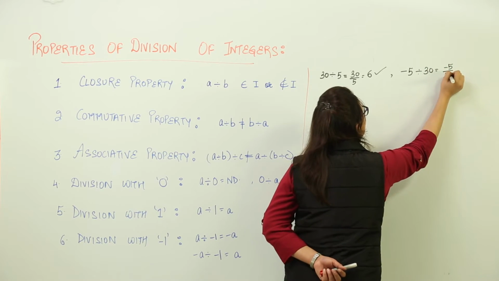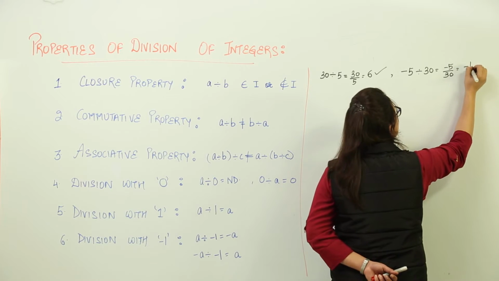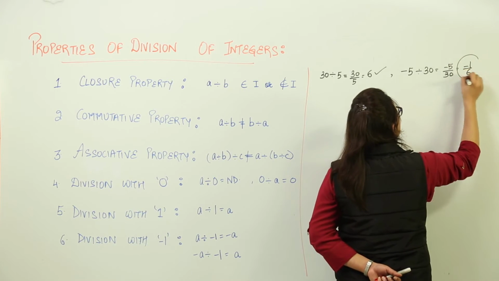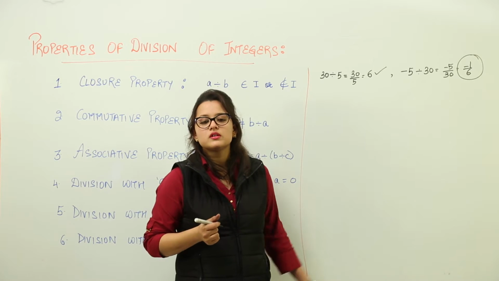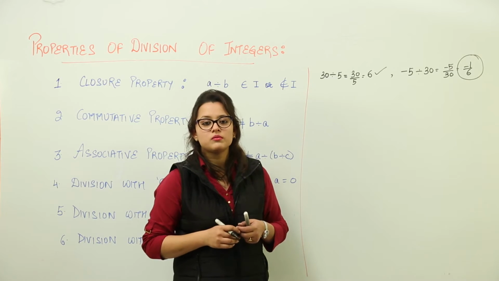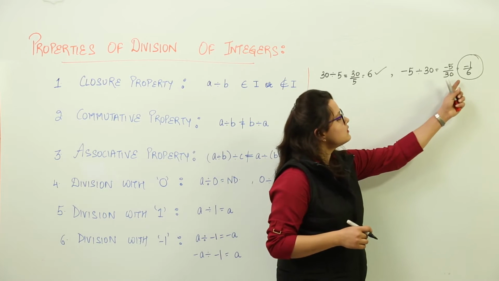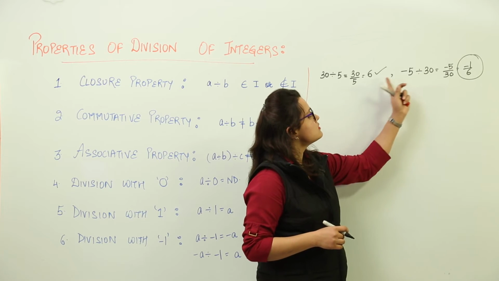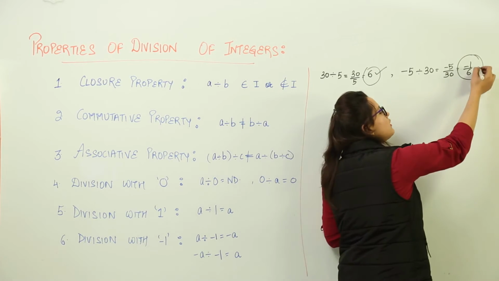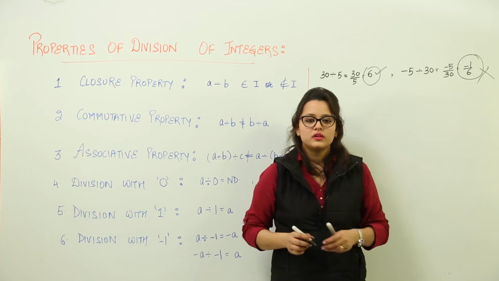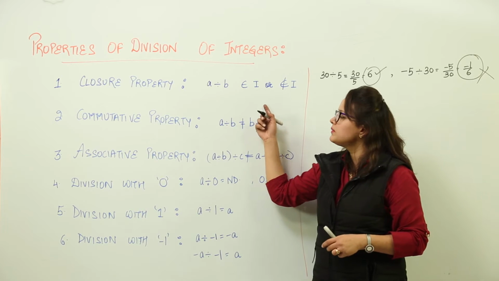-5 upon 30 giving us -1/6. Now please see, -1/6 is not an integer. This is forming a rational number. So that means the division of two integers may give you an integer and may not give you an integer, right? So that was the closure property.